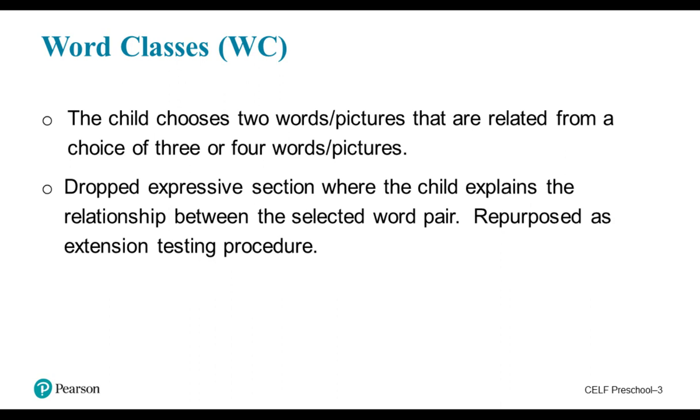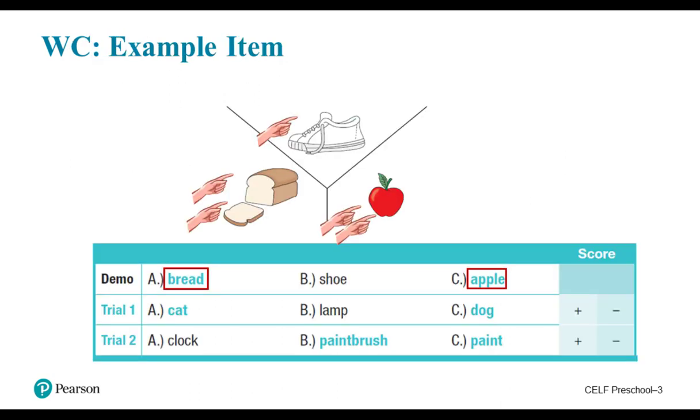And one of the things that you'll notice when you look at word classes on CELF Preschool-3 is that we dropped the expressive section from CELF Preschool-2. We asked the child to explain the relationship between the pair that he or she had selected. We've repurposed that as an extension testing procedure for CELF Preschool-3.